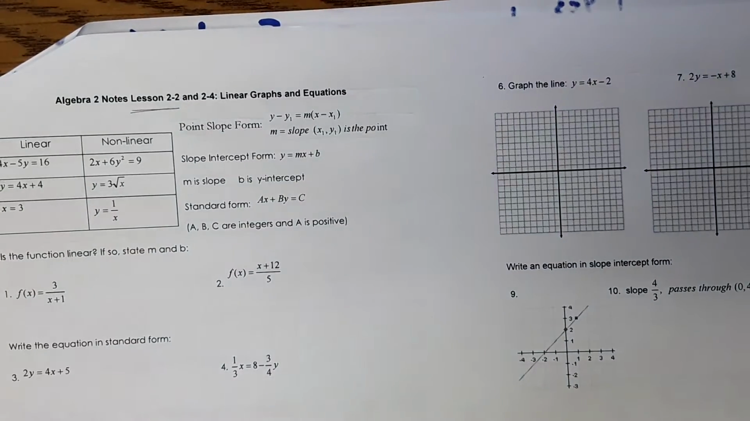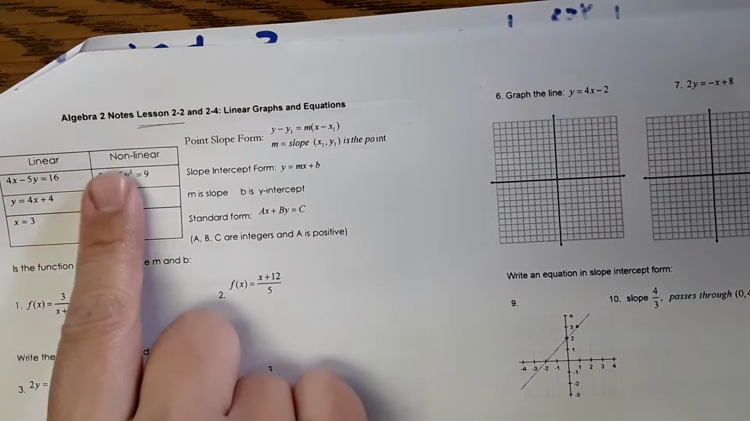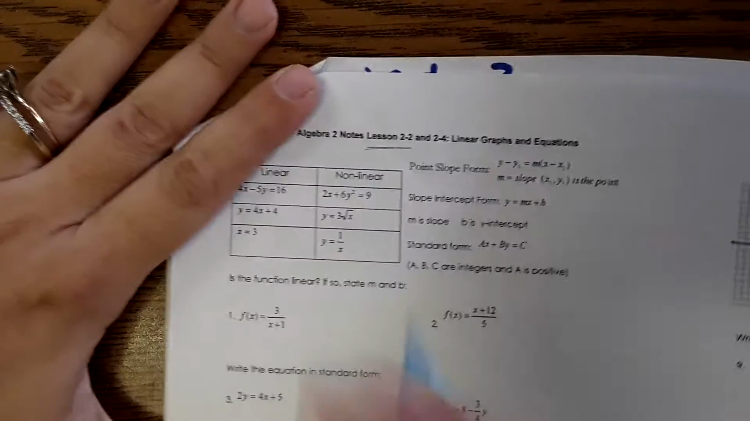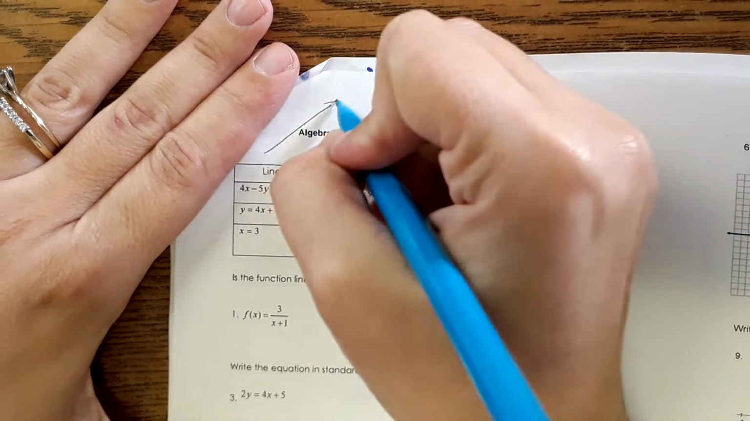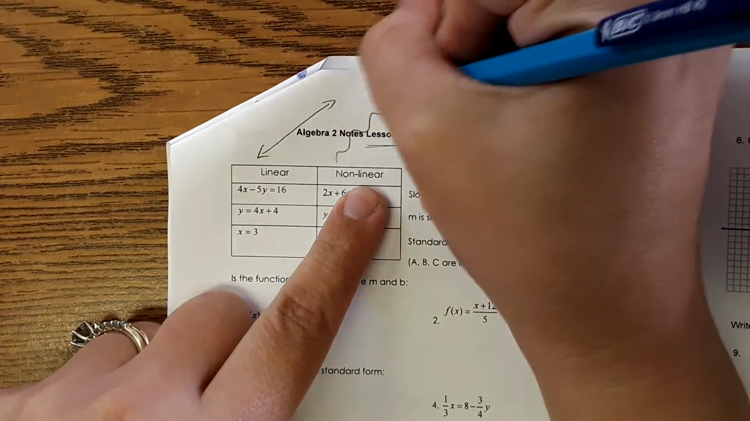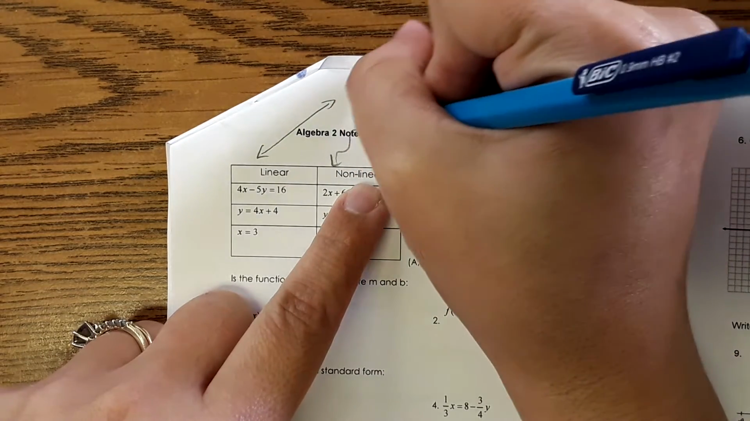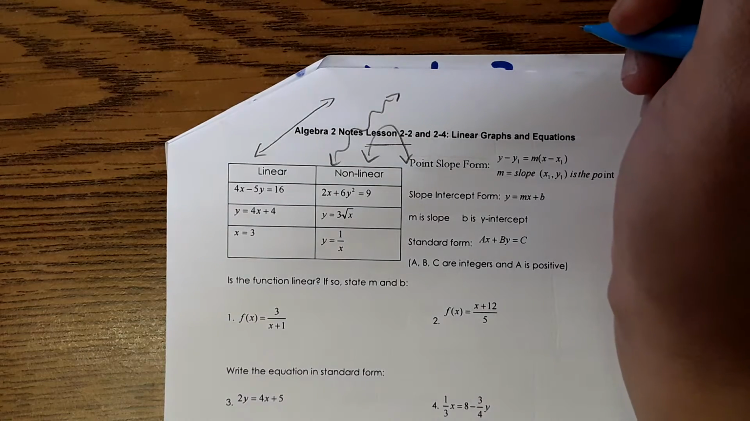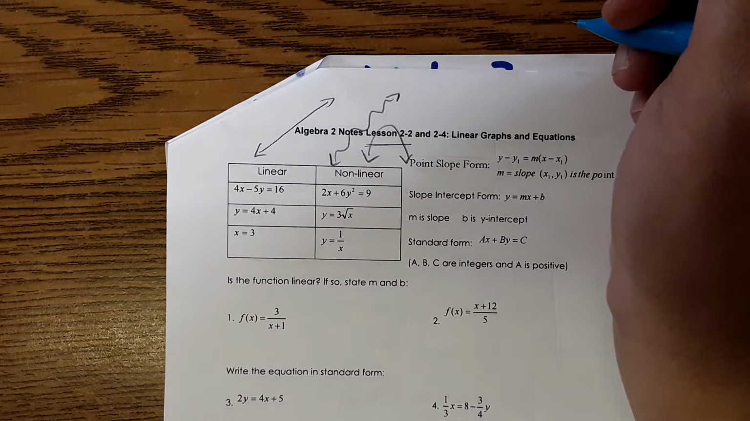Okay, so starting at the top, we see this chart. It says linear versus nonlinear. Linear, as you may remember, means straight line. And nonlinear would be not a straight line. Something like this, maybe something like this most often. Nonlinear is not a straight line.